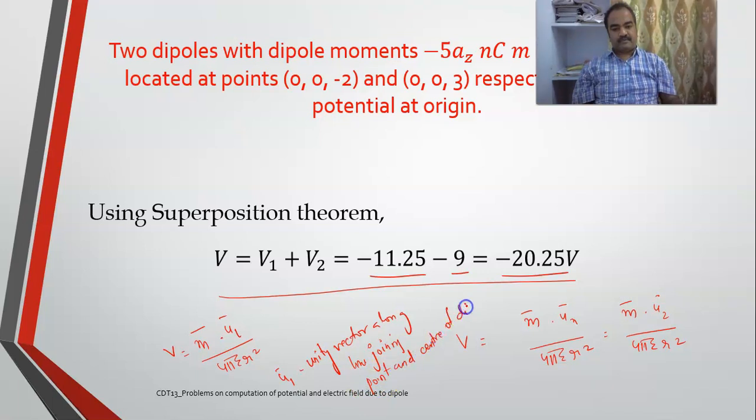If the center of the dipole is not given, then you take the dipole itself. Sometimes the center will be precisely given, otherwise only the dipole coordinates will be given. So it is a unit vector along the line joining the point and the dipole. Okay, so this is it for today.